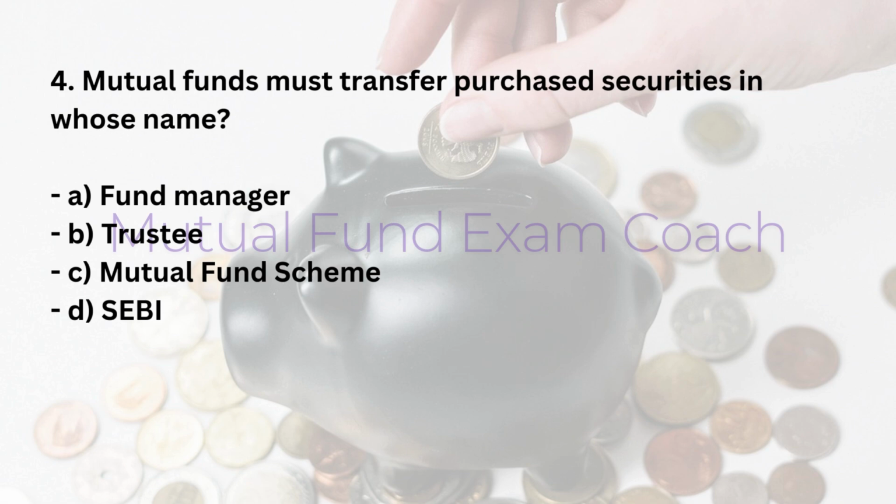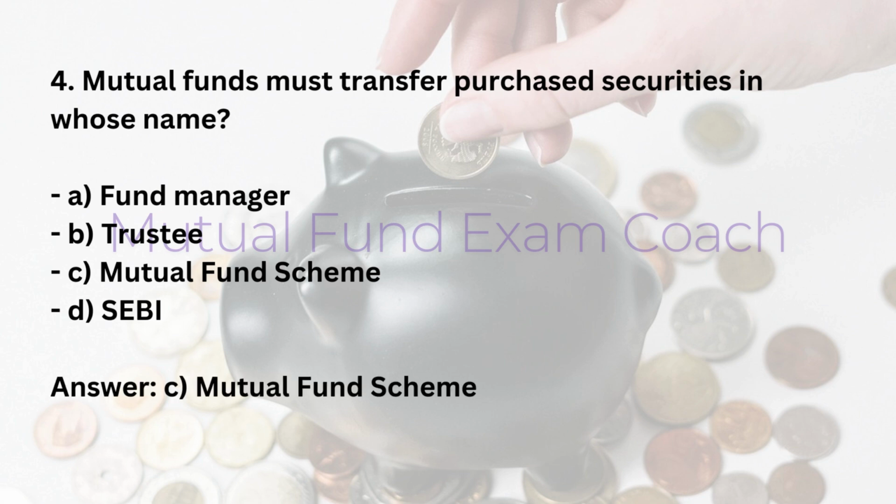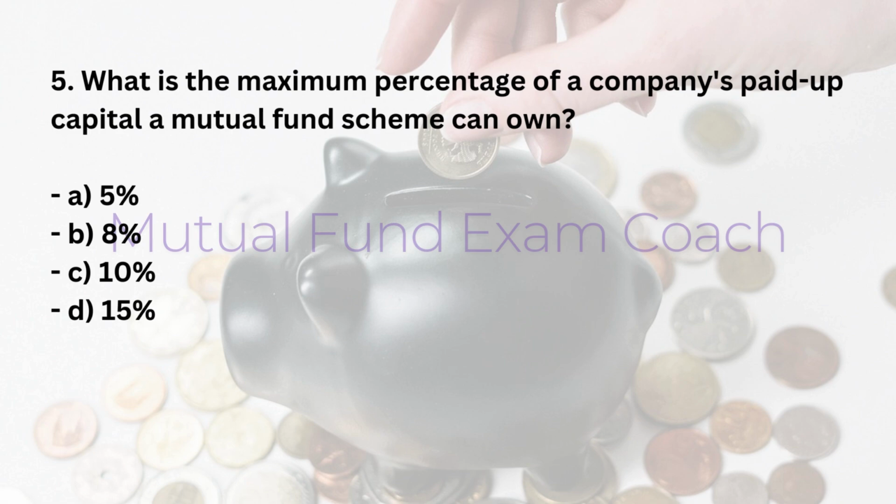4. Mutual funds must transfer purchased securities in whose name? A. Fund manager. B. Trustee. C. Mutual fund scheme. D. SEBI. Answer, C. Mutual fund scheme. 5. What is the maximum percentage of a company's paid-up capital a mutual fund scheme can own? A. 5%. B. 8%. C. 10%. D. 15%. Answer, C.